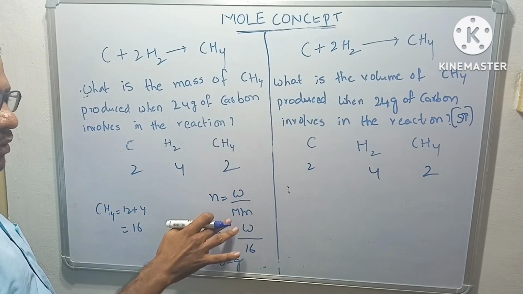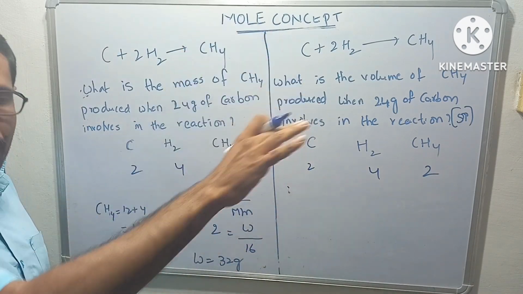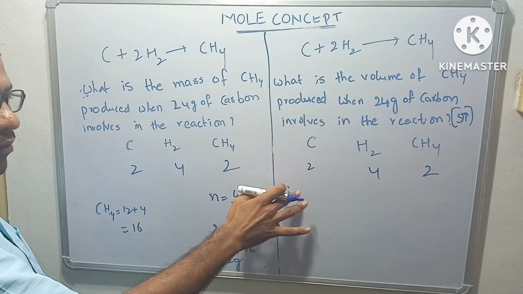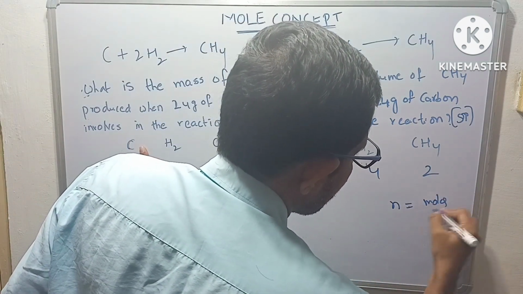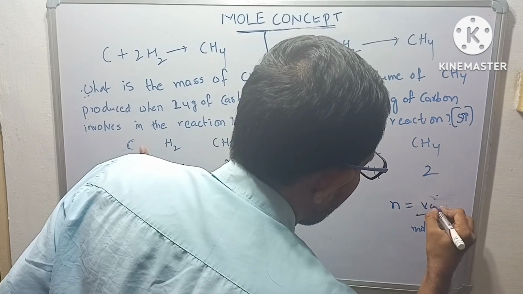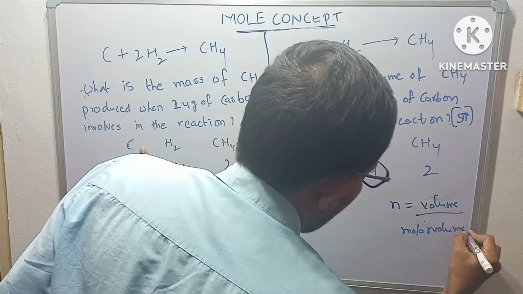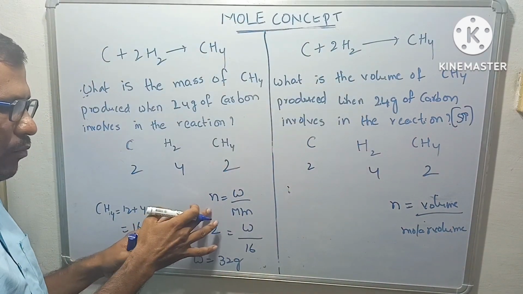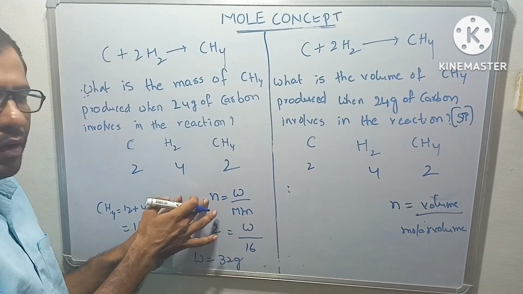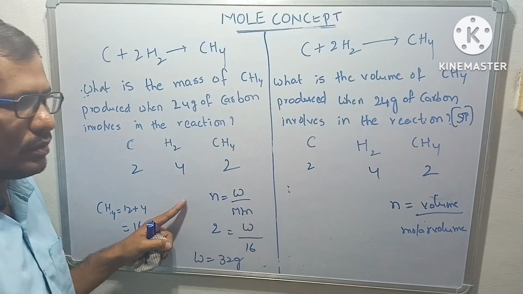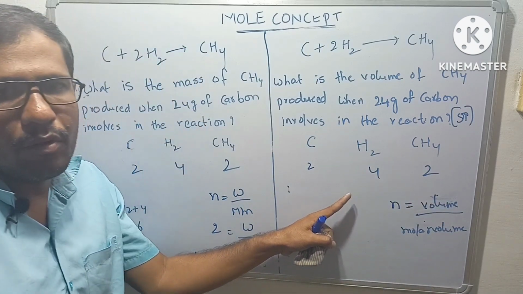Here we have converted the moles into the mass. Here we are going to convert the moles into molar volume, that is, moles into volume, right? So what is the formula we have? n equals volume by molar volume. I repeat: here we are converting the moles into mass, and here we are converting the moles into volume. So what is the formula to convert the moles into mass? Moles equal to weight by molar mass. What is the formula to convert the moles into volume? n equals volume by molar volume, right?